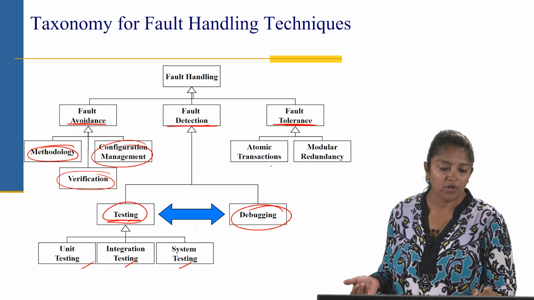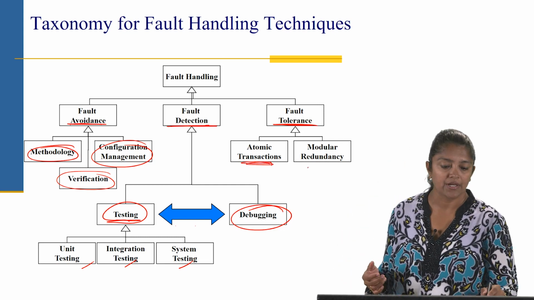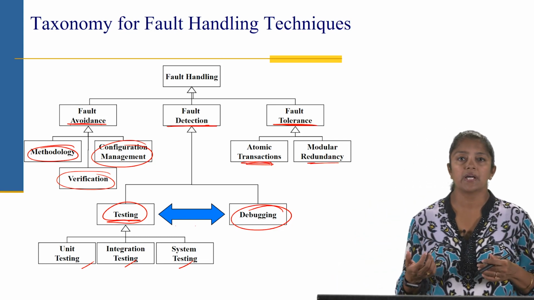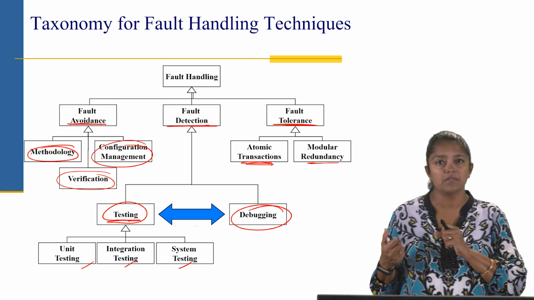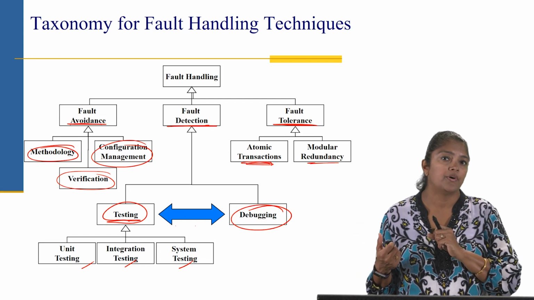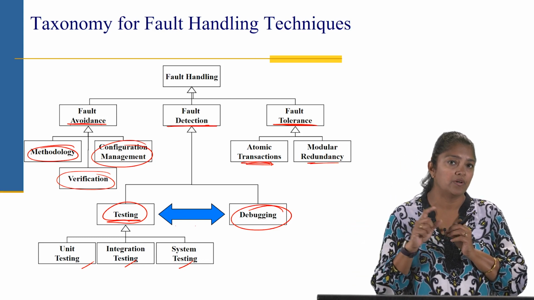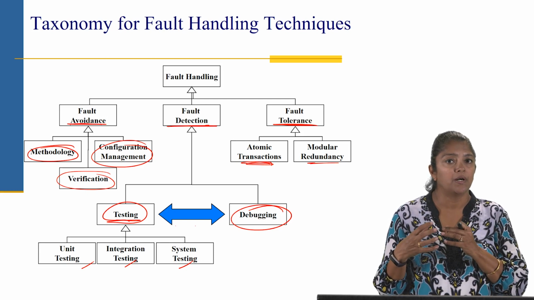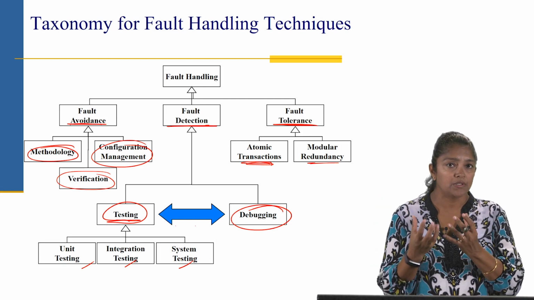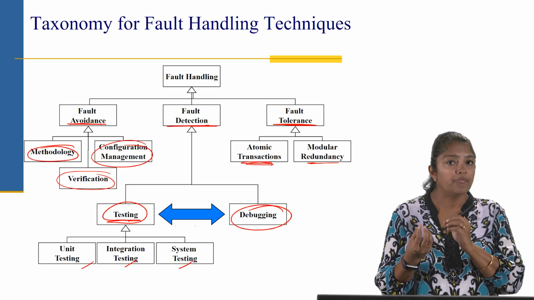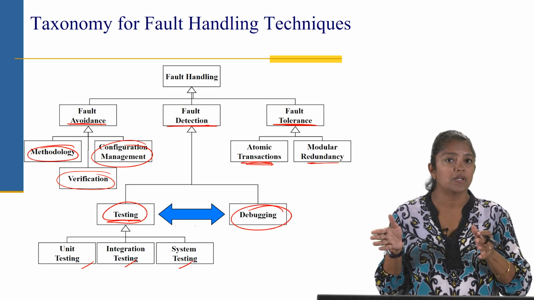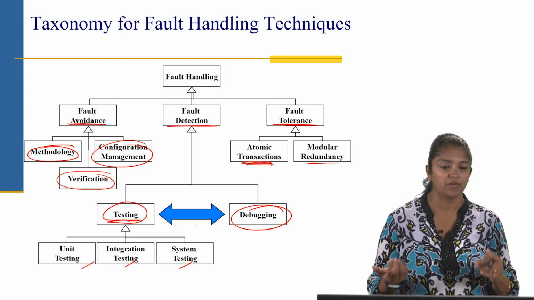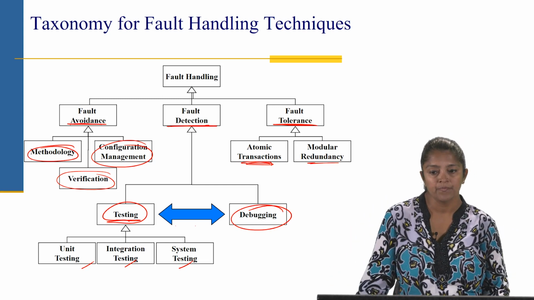And then under fault tolerance, there's things like atomic transactions, modular redundancy, exception handling. Atomic transactions is basically if there are transactions that are related, and if one of them fails and if it's going to have an effect on all of the other ones, then they need to be performed in an atomic way, so that if one fails, then all of the other ones are also rolled back.